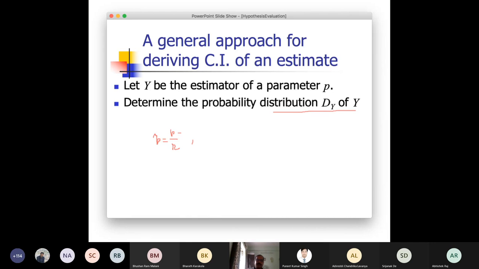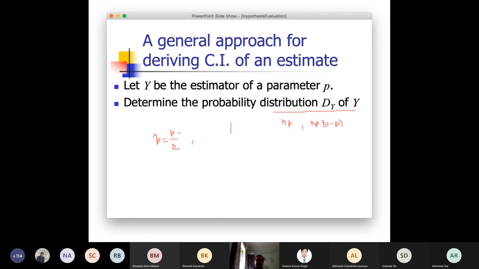So if it is a binomial distribution, then we know, as we have already mentioned, that the expectation of r should be n into p, and the variance of r would be n into p into 1 minus p. Is it clear? So this probability distribution in our context is a binomial distribution with expectation n into p and variance n into p into 1 minus p. We have discussed this in the previous lecture. If you remember that, these things will be clear.